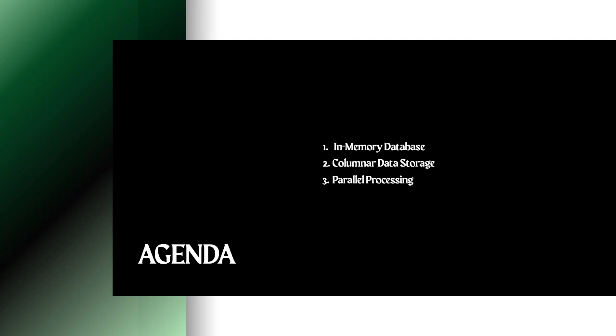In this we'll cover three topics. The first one is in-memory database. The second one will be columnar data storage in SAP S4 HANA. And the third one is parallel processing. These topics will help us understand why SAP S4 HANA is much faster compared to legacy SAP ECC.